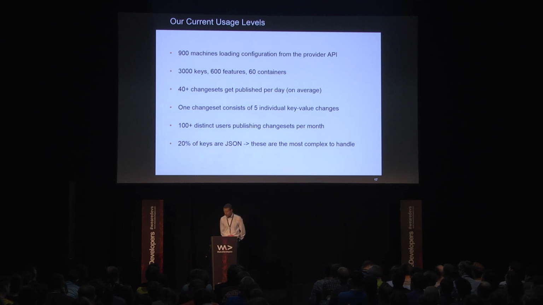20% of all the keys are JSON. In the beginning, I was not sure if we actually want to support that, but our old system had it in place. I saw it basically as a black hole, because in a JSON key you could have a complex object structure of whatever, but yeah, we had to support it.